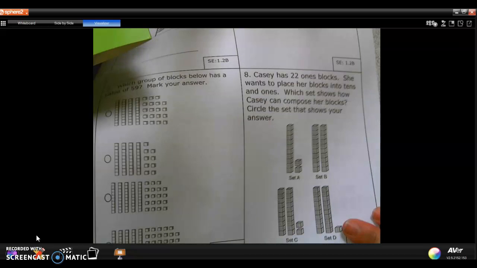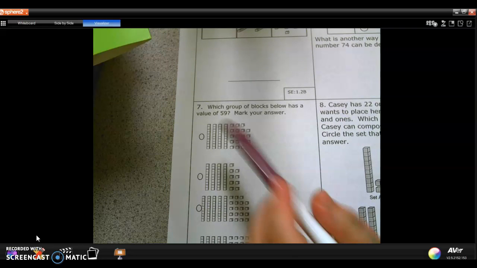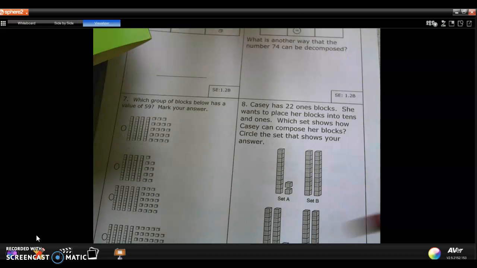Number 7. Which group of blocks below has the same value as 59? Mark your answer. So you're going to count each of these. I want to see a number next to each one of these pictorial forms, and then you're going to mark the one that has 59. Does that mean I just figure out 59 and fill in a bubble? No. Do you have to write the number for each one? Yes.